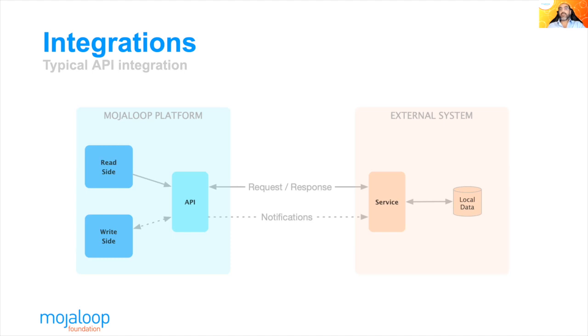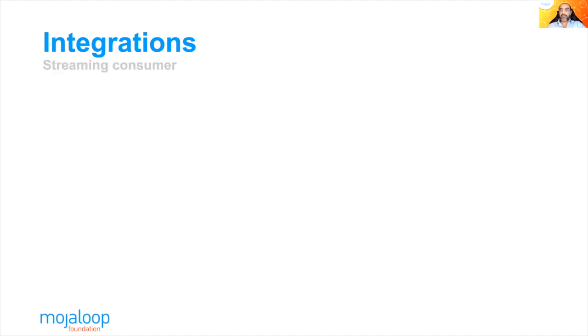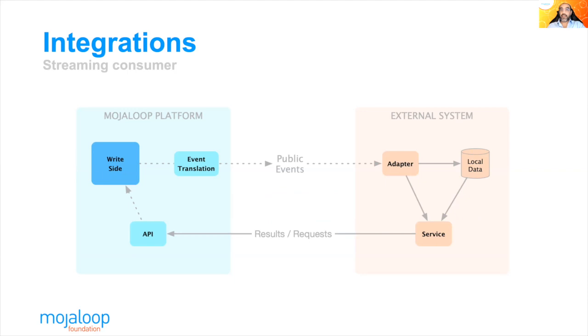So there's a better way to do these integrations. This one is much better and faster. This is the streaming consumer, where external systems consume a stream of events from our platform. They do whatever they need to do with that data, and then they interact with the platform via the API when they need. This interaction can be to provide computed data, request an action to be executed, or even request data or more data based on some signal that it got.